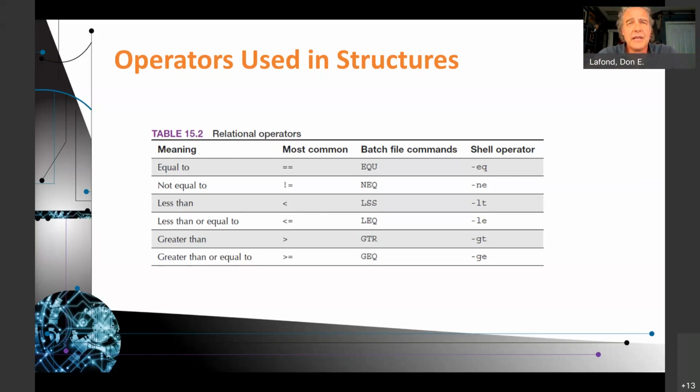Not equal is bang equals, which is the exclamation point. They call it bang when you're a programmer, because saying exclamation point takes too many syllables and too long to say, compared to just saying bang equals. You can see the rest of this table. The less than, equal to, greater than or equal, all make sense. You'll get used to the batch file commands and shell operators when you are working with your batch files or inside a PowerShell.